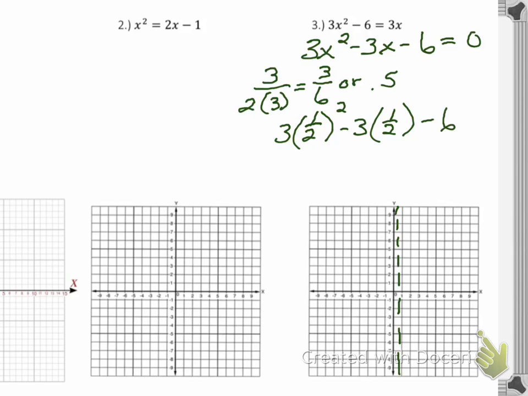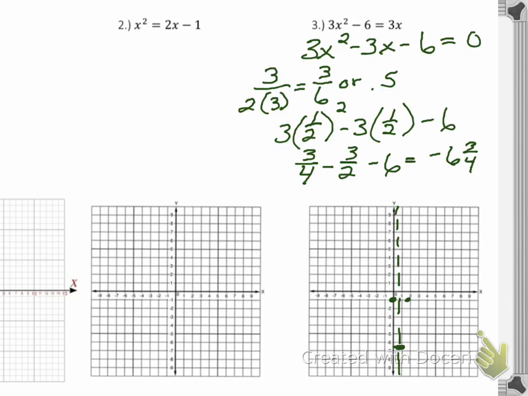Now 1/2 squared is 1/4. Times 3 is 3/4, minus 3 over 2 minus 6. And so when I simplify all of that, that's going to give me -6 3/4. So that's where my vertex is. So let's see, got to make sure I do this correctly. Find my -6 3/4, which is about right here on my graph. I know that my y-intercept is -1. And I can reflect that.